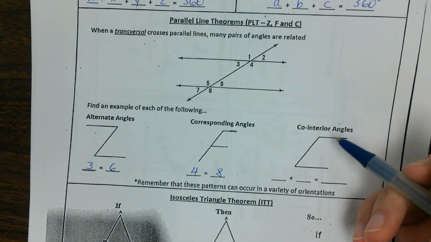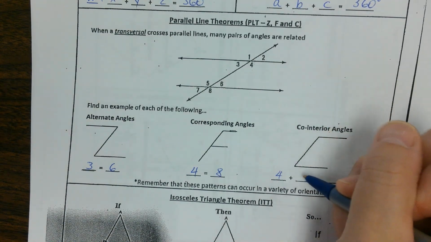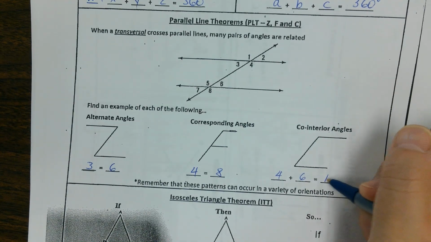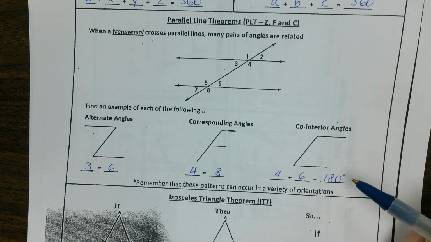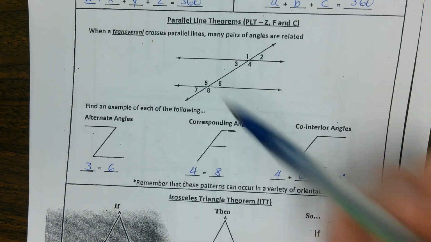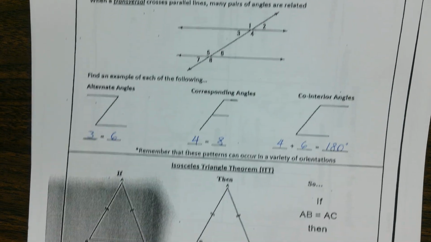Good. Co-interior. 4 and 6. What about them? Are they equal? Right, they add up to 180. Okay, another example. Yeah, 3 plus 5 gives you also 180. Good job. The backward C.